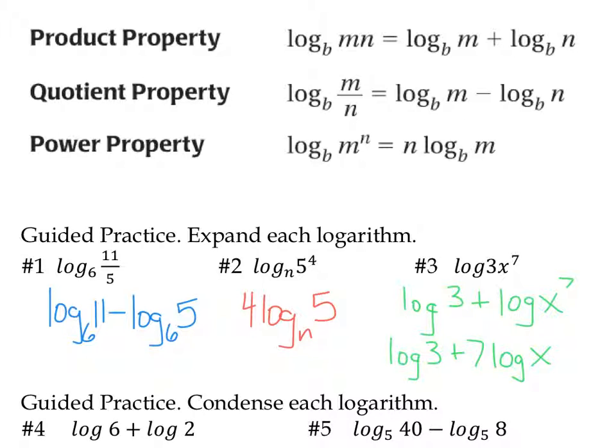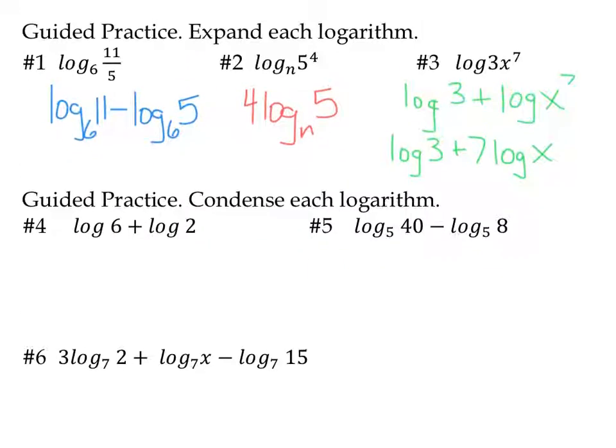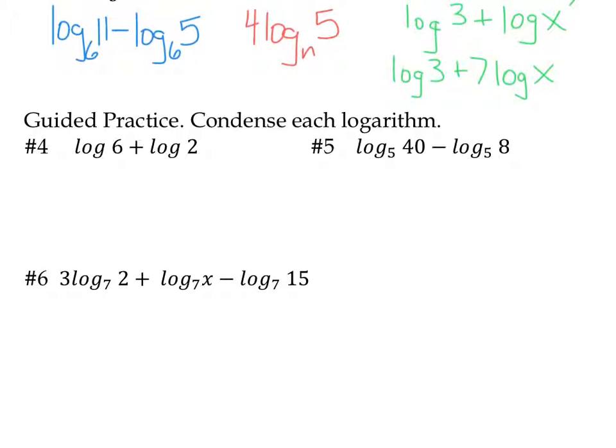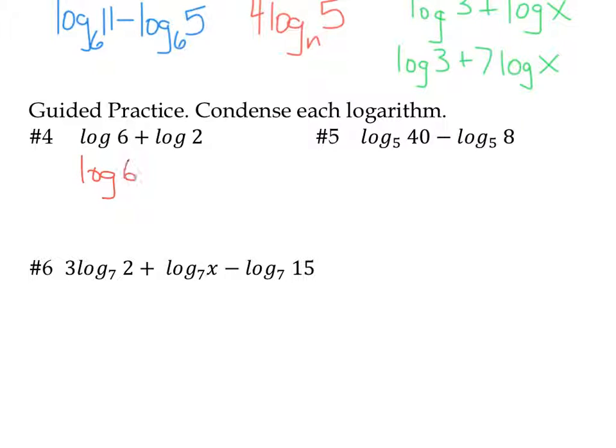So that's how we can expand logarithms. Now we're going to look at condensing them. So now we're going to have the longer form, and we're going to write it as just a single logarithm. Okay, so our first one is log 6 plus log 2. So we're adding here, that would be our product property. So this would be the same thing as having log of 6 times 2, which is the log of 12.